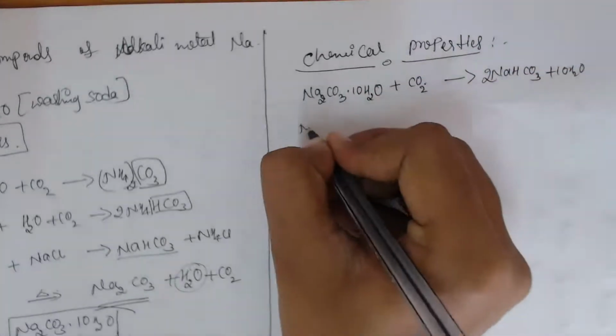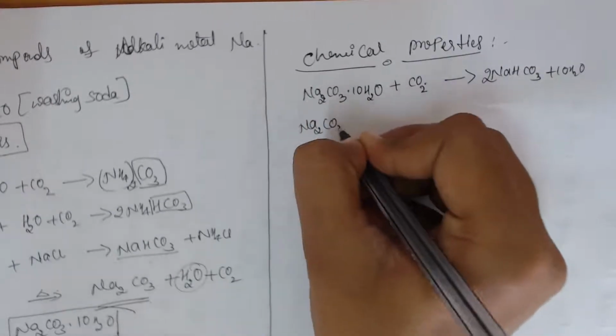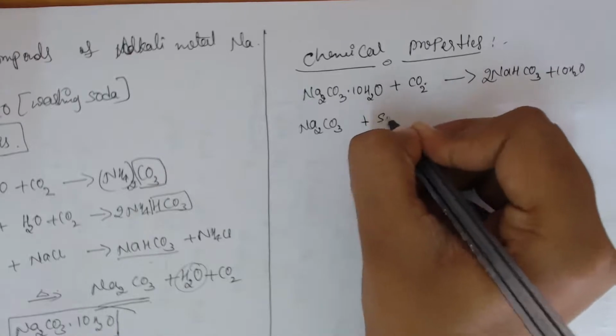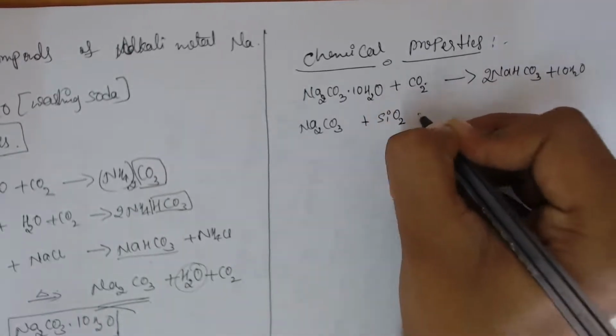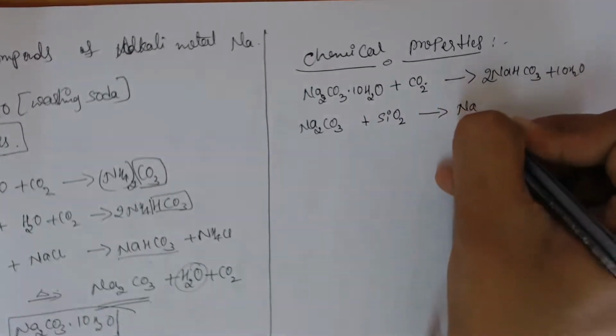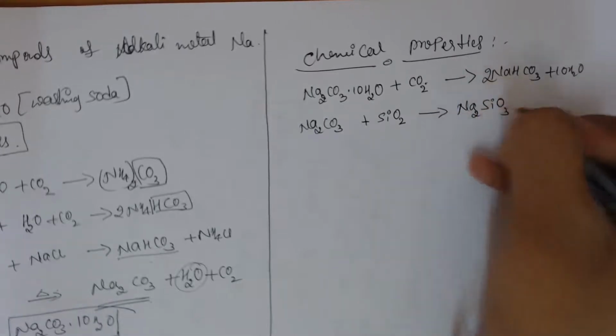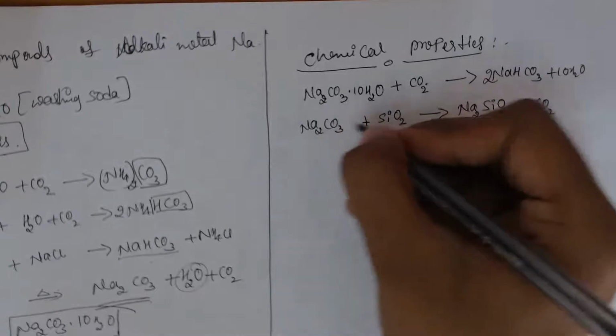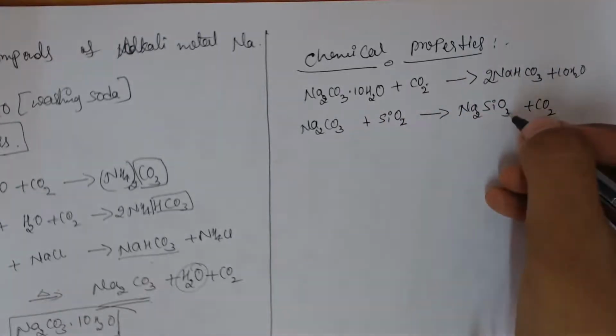Okay, if this Na2CO3·10H2O, I didn't write, students, reacts with SiO2, it forms Na2SiO3 plus CO2. When it reacts with silica, it forms sodium silicate.